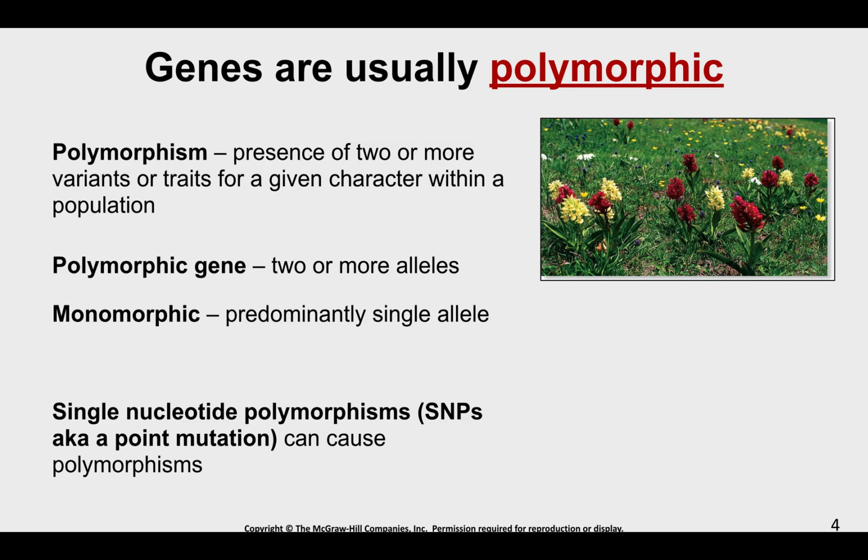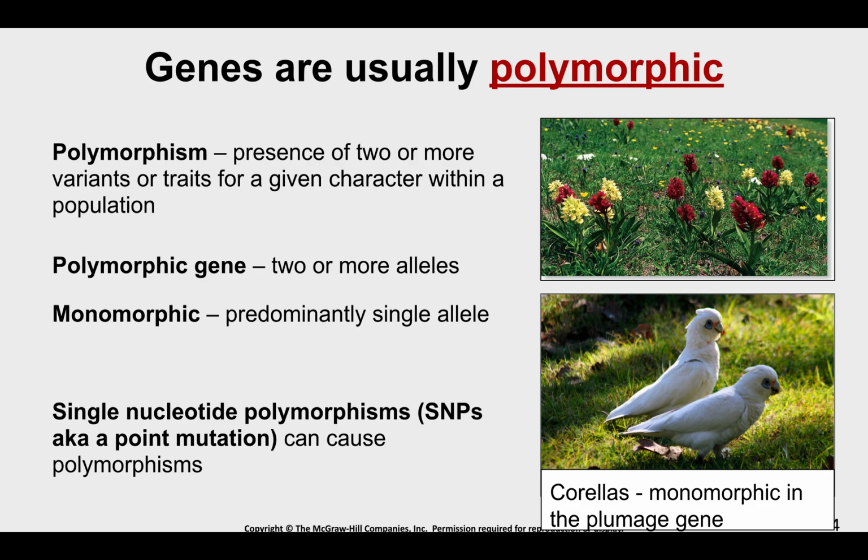We could see a gene that's monomorphic, which means it really only has one allele. This tends to be more the case when a population loses some of its diversity. An example of a monomorphic gene might be in these birds, these corellas here. They are monomorphic in the plumage gene. They're not completely monomorphic, they have other genes that are probably polymorphic, but for the plumage gene, we don't see any variation. And just as a reminder, to get these new polymorphisms, these variations, we often have mutations that might cause these variations down the road.